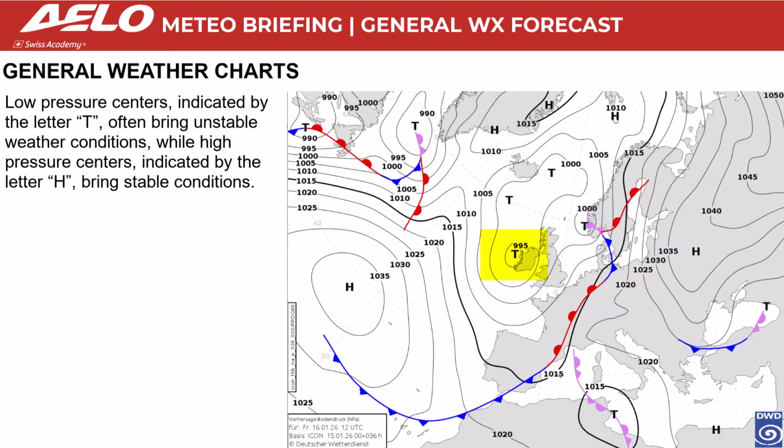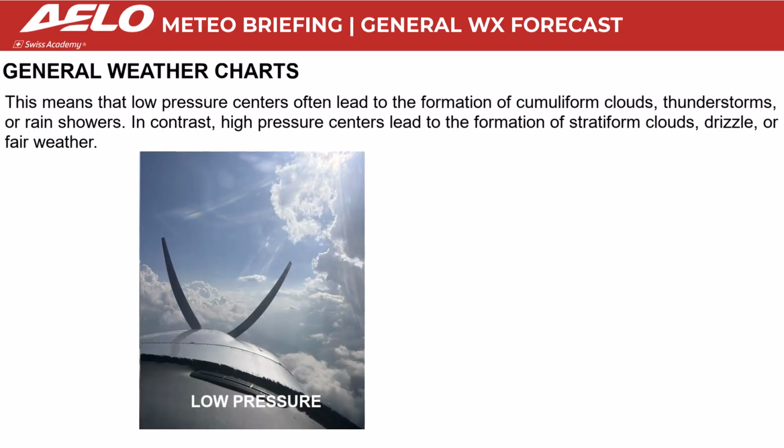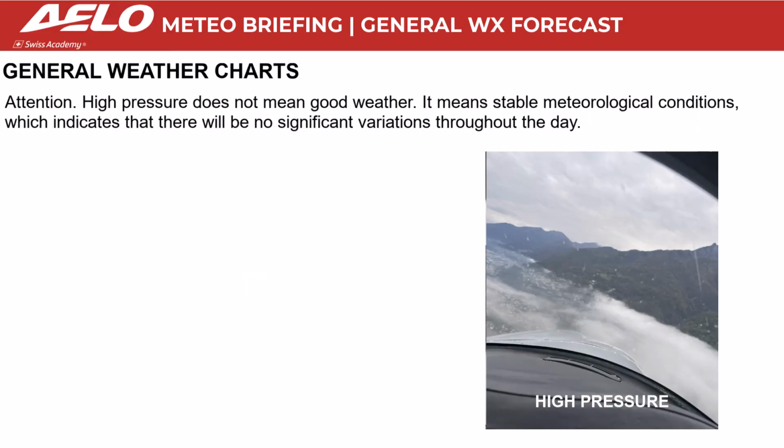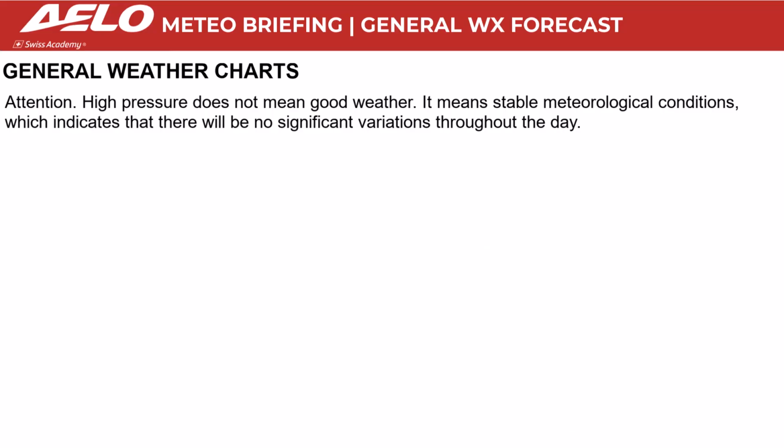Low pressure centers, indicated by the letter T, often bring unstable weather conditions, while high pressure centers, indicated by the letter H, bring stable conditions. This means that low pressure centers often lead to the formation of cumuliform clouds, thunderstorms, or rain showers. In contrast, high pressure centers lead to the formation of stratiform clouds, drizzle, or fair weather. Attention! High pressure does not mean good weather. It means stable meteorological conditions, which indicates that there will be no significant variations throughout the day.